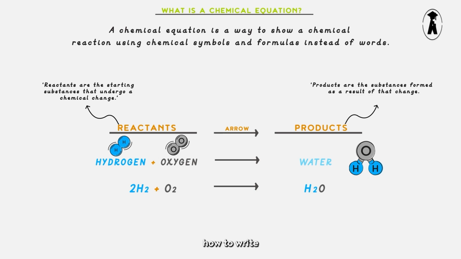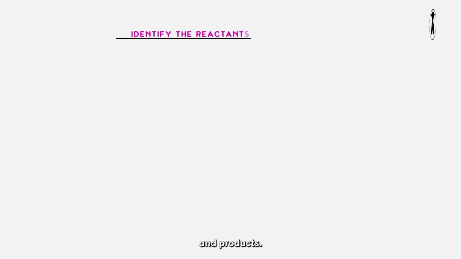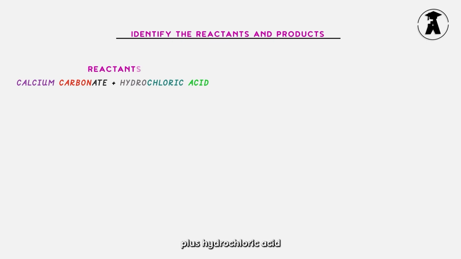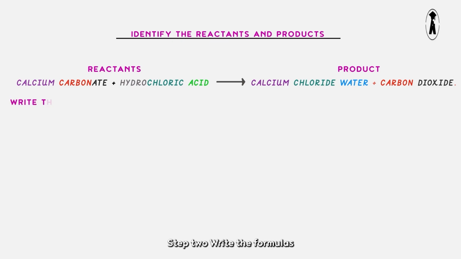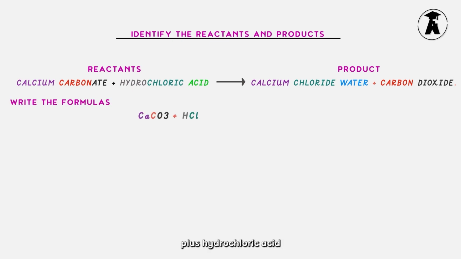Now, let's learn how to write a chemical equation step by step. Step 1. Identify reactants and products. Calcium carbonate plus hydrochloric acid makes calcium chloride, water, and carbon dioxide. Step 2. Write the formulas. Solid calcium carbonate plus hydrochloric acid makes calcium chloride plus water plus carbon dioxide.